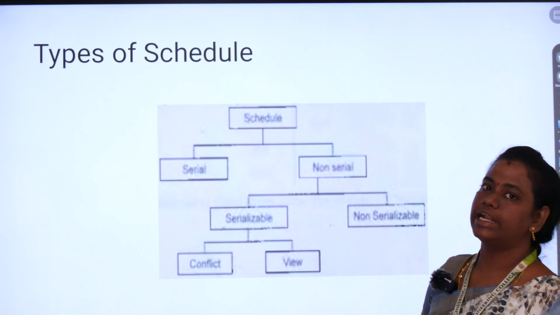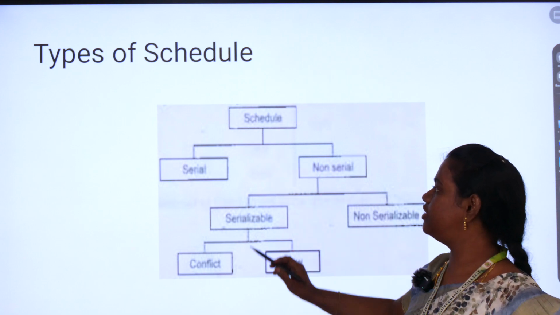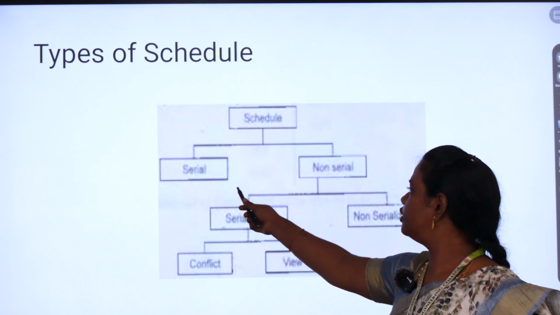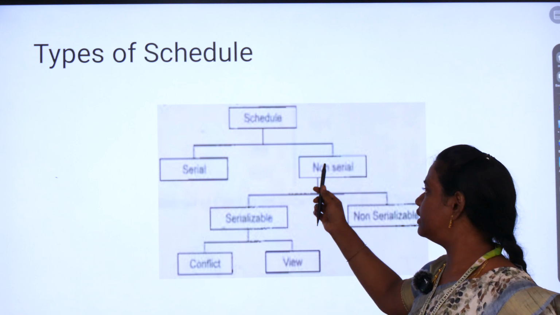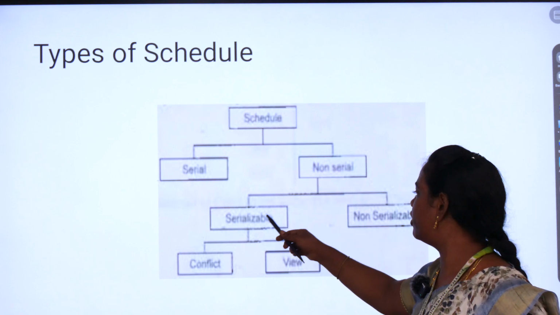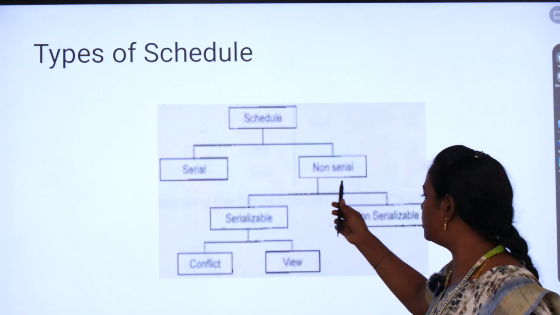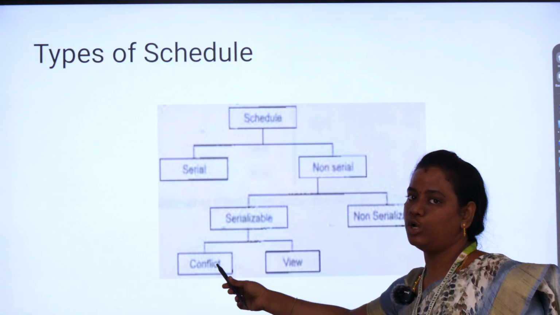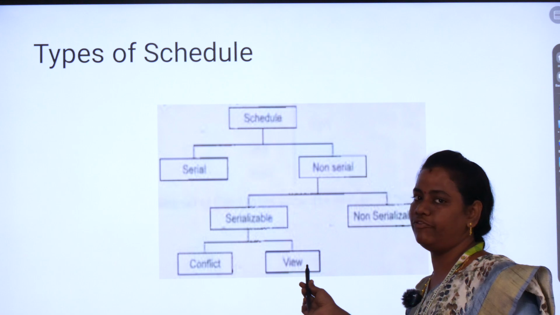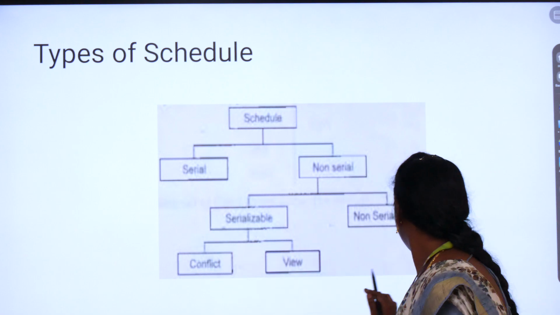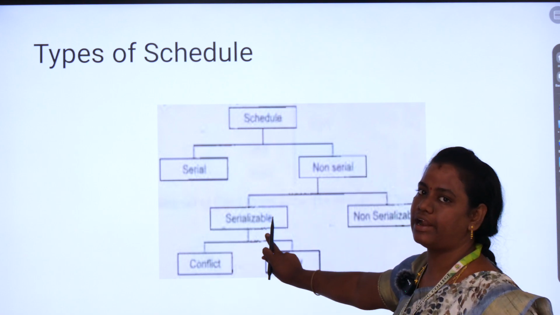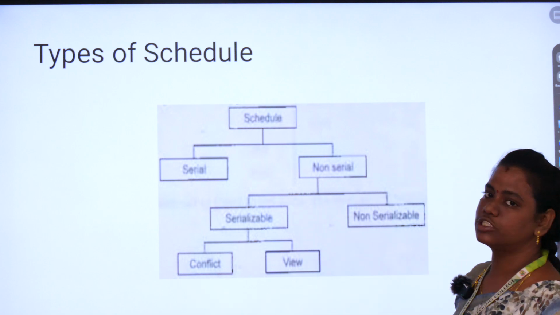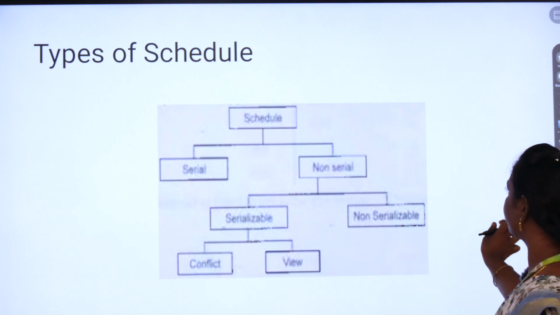So next is types of schedule. A schedule is divided into two types. One is serial schedule, another one is non-serial schedule. And then the non-serial schedule is again divided into two types, that is serializable and non-serializable. The serializable schedule is divided into two types: one is conflict and the other is view. Today I am going to focus on the serializable and non-serial schedules.